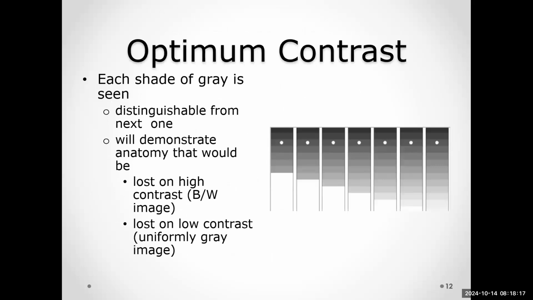Optimum contrast, again, we said last week, we don't want it to be super high. We don't want it to be super low. We want it to be optimum so that we can see all the areas we're trying to see. Optimum contrast means each shade of gray is distinguishable from the next, and that it will demonstrate anatomy that would be lost on very high contrast images that are very black and white, or lost on very low contrast images that are just uniformly very gray. You really can't tell a difference between anything. So optimum is somewhere in between there.